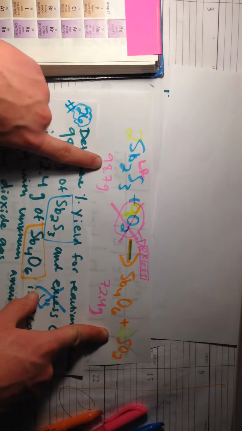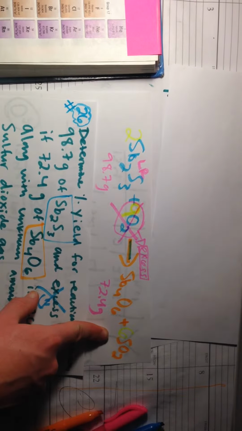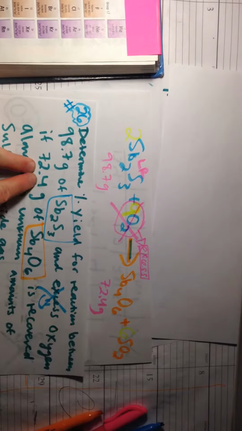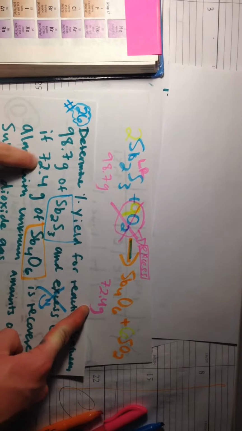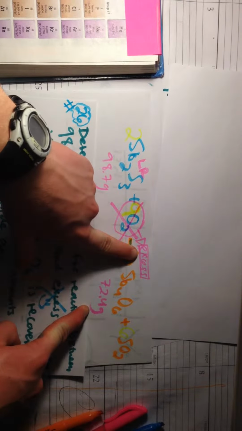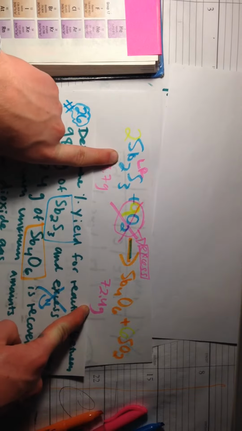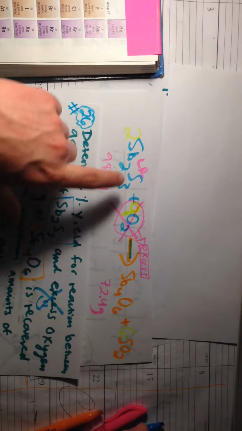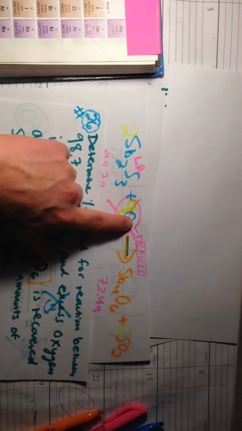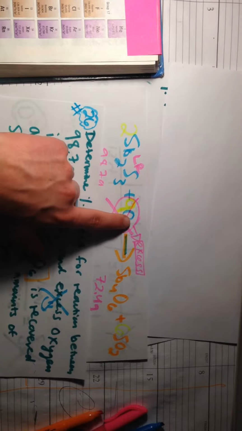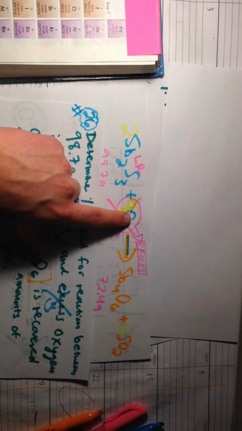Okay, and we're also given these amounts here, 98.7, 72.4. And it also tells us that this is the excess, so Sb2S3 must be the limiting reactant, which makes us really happy because we don't have to do the math on this one.